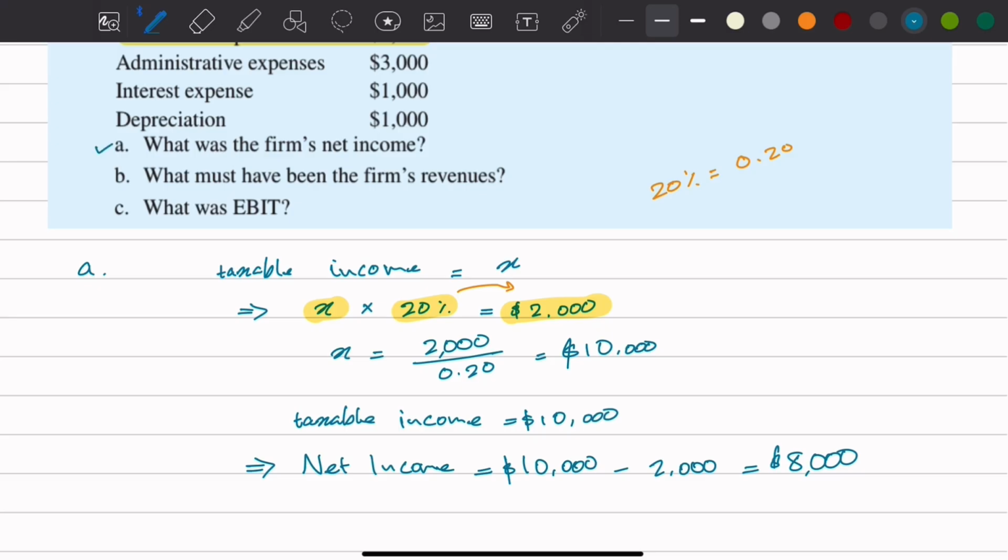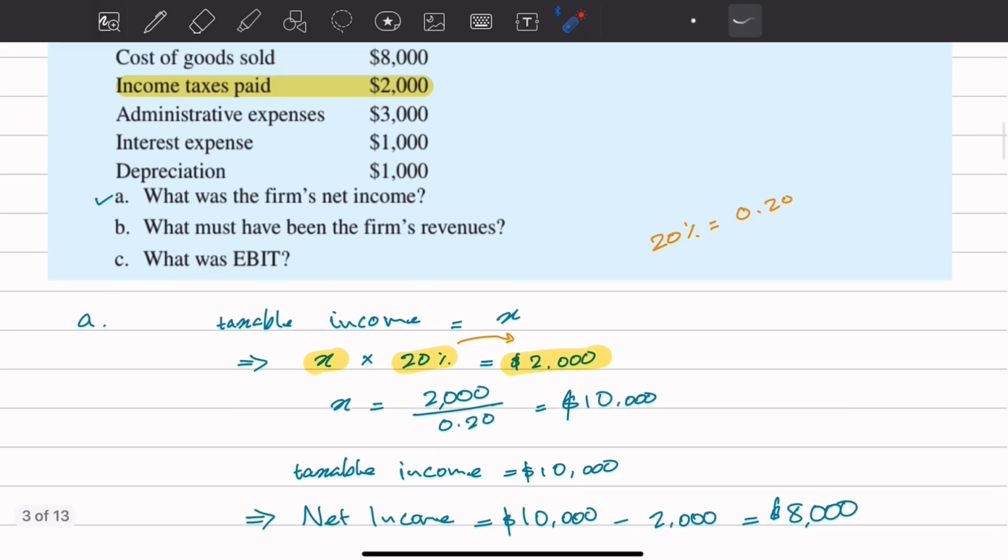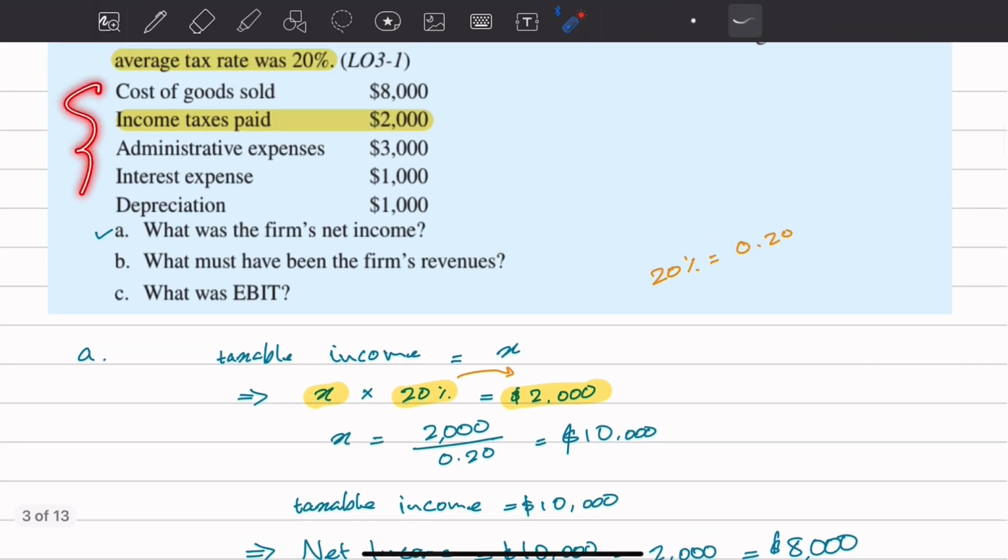Now let's move on to part B. It says, what must have been the firm's revenue? Okay? Now that we know how much is the taxable income, we can refer back to all of this information right here and figure out what was the revenue by working our way backwards, right? If we know that the taxable income is $10,000, if we add these expenses on top of it, we can figure out what was our revenue, right?